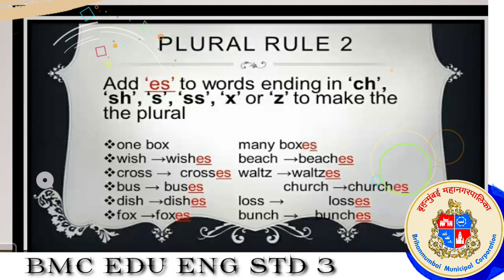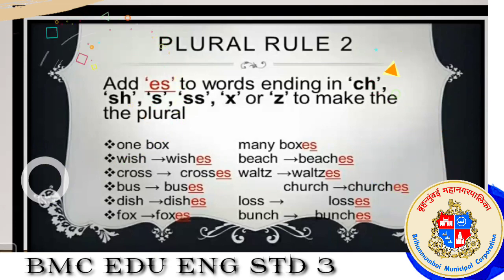Box. Now see, what is the spelling of box? B-O-X. So in the box there is X at the end. So to make its plural, what we add? We add E-S. So it becomes boxes, B-O-X-E-S.